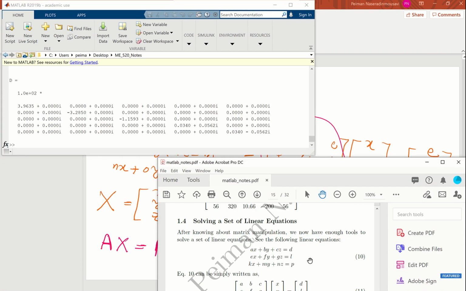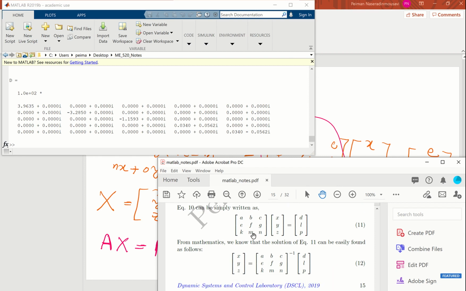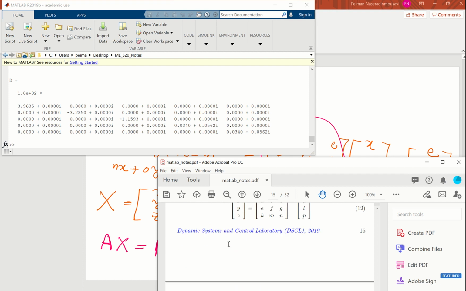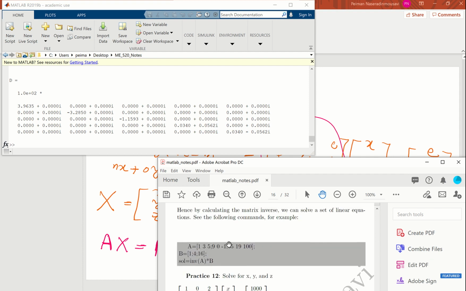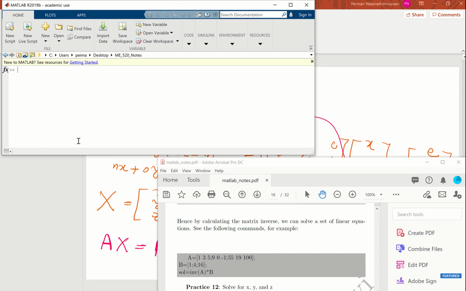Okay. So now with Matlab we can do that, guys. In Matlab, as you see, I did the same. This is equation number 10, and then I wrote it in matrix and vector form. Then I multiplied both sides by the inverse of this matrix, right? And by the inverse of that matrix we can calculate our unknowns.